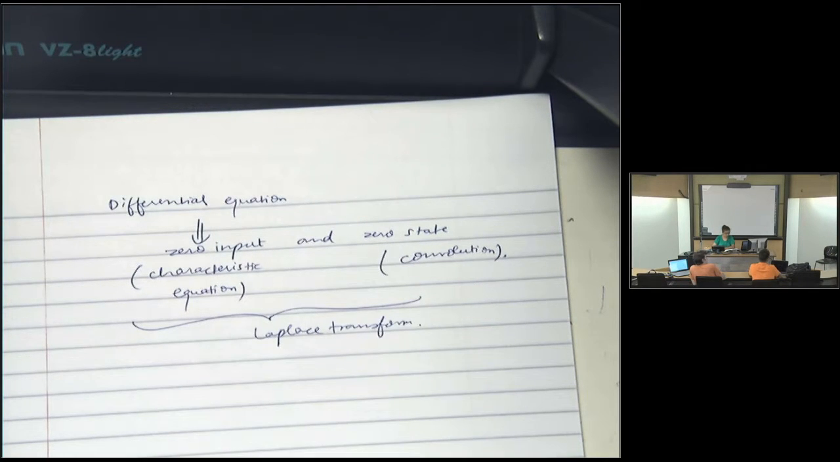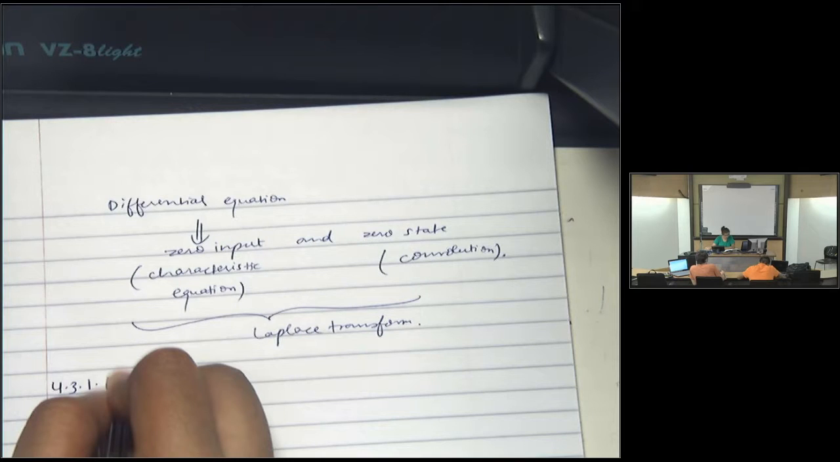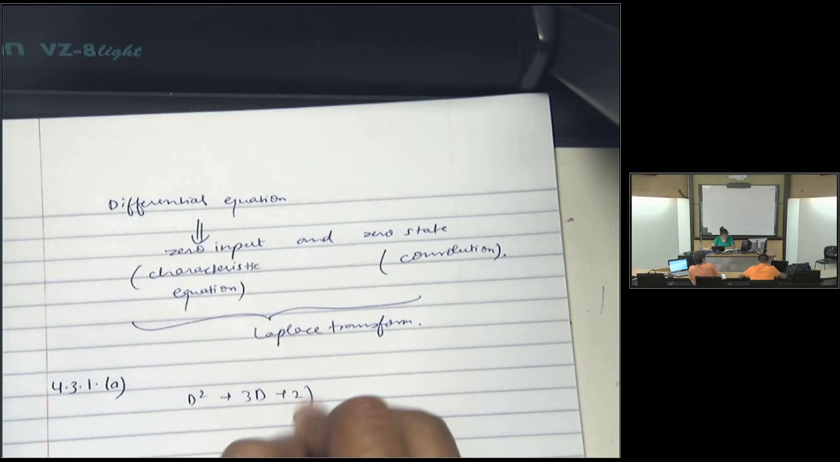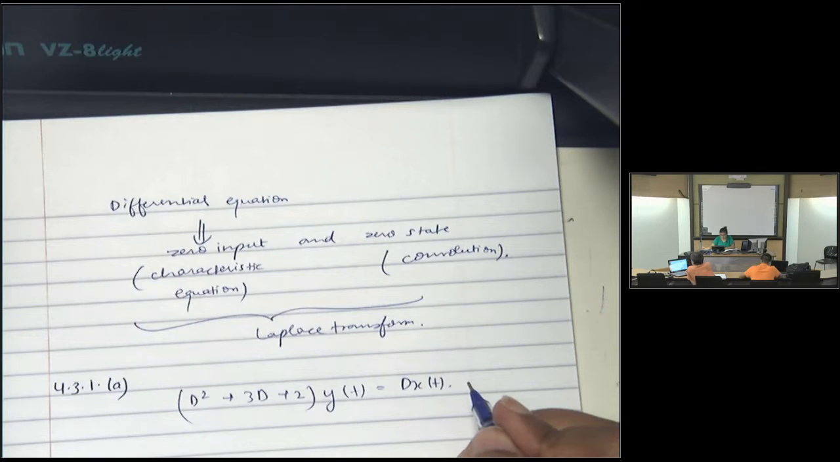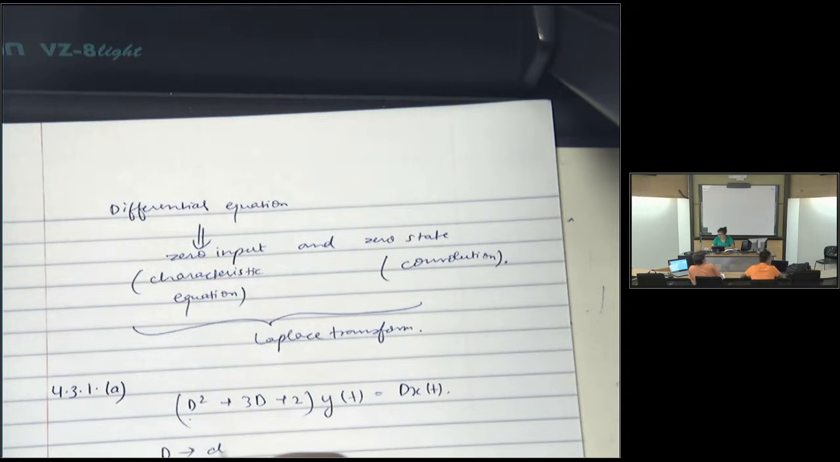All right? Okay, so I'm going to do an example, 4.3.1a. What is given to us is (D squared plus 3D plus 2) y of t is equal to D x of t. As in exams, some of the students have taken D as a variable and treated it as a polynomial. D over here is a differential operator. It's not a variable.